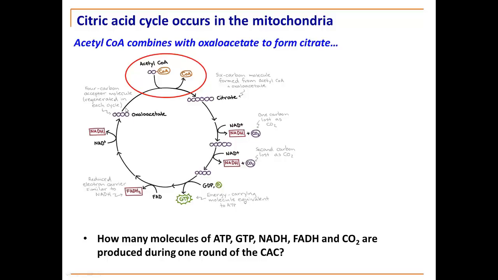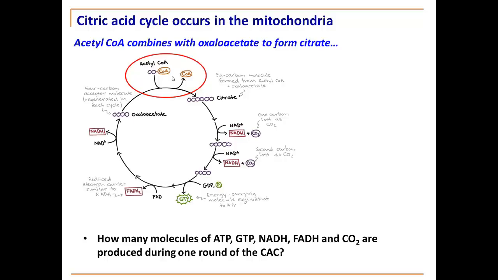So I want you to have a little look at this, okay? And I want you to look how many molecules of ATP, GTP, which is basically like ATP, NADH and FADH, and CO2 are produced in any one round of the citric acid cycle. So just one round, just starting with 1 acetyl-CoA, okay, and 1 oxaloacetate. How many are formed? So first of all, have a little look around there. How many ATPs have you seen?